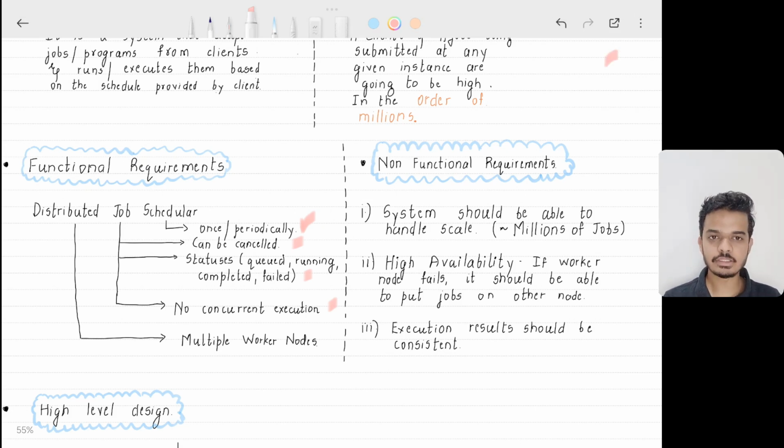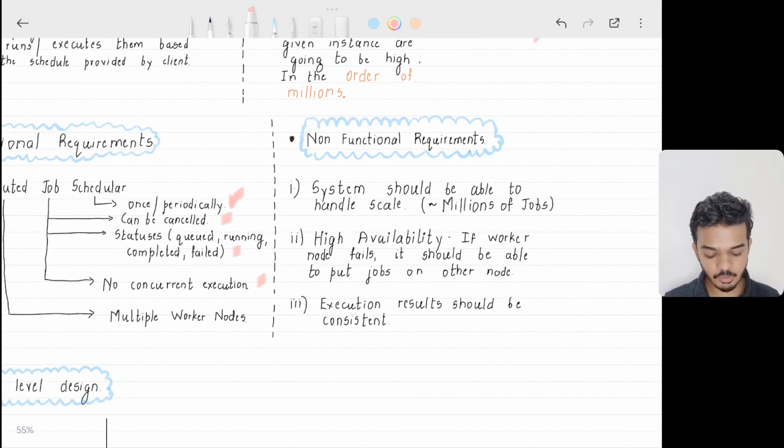Now let's look at the non-functional requirements of the system. We have already discussed the system should be able to handle scale. We are talking about jobs in the millions, so maybe per minute there are going to be tens of thousands of jobs given for scheduling. The system should have high availability. If a host node or worker node fails, then the job that was supposed to be scheduled on that worker node, or that is currently running on it, should be given to some other worker node.